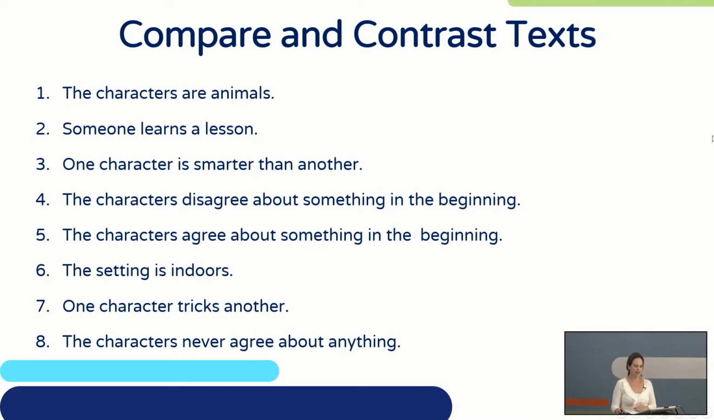Compare and contrast texts. Number 1, the characters are animals. In which stories are the characters animals? Number 2, someone learns a lesson. Number 3, one character is smarter than another. Number 4, the characters disagree about something in the beginning. Number 5, the characters agree about something in the beginning. Number 6, the setting is indoors. Number 7, one character tricks another. Number 8, the characters never agree about anything.